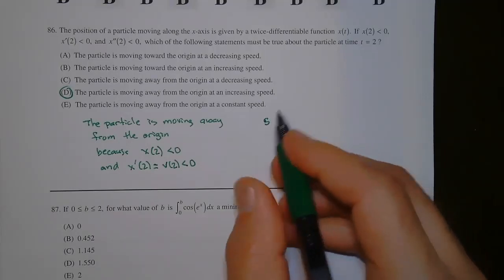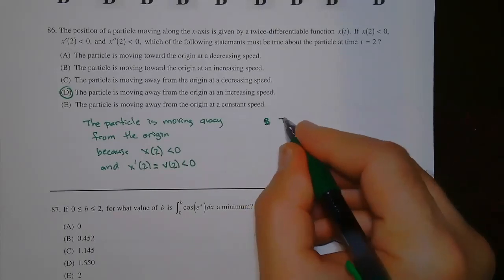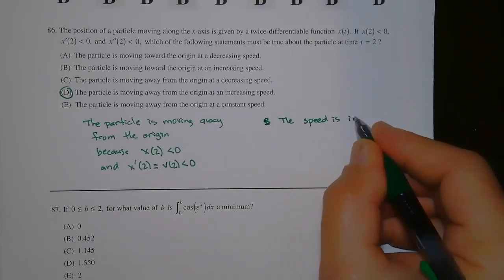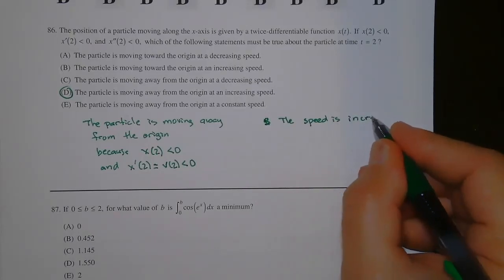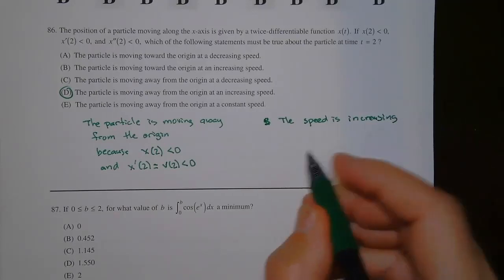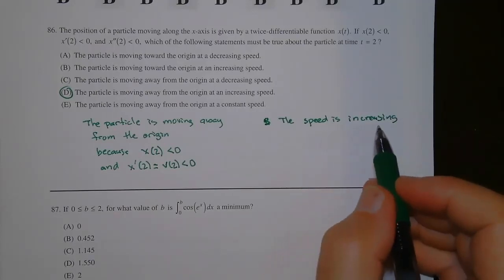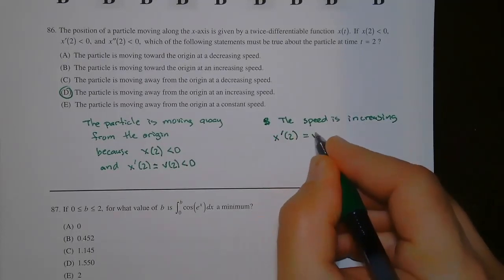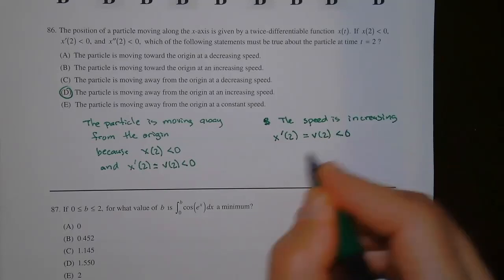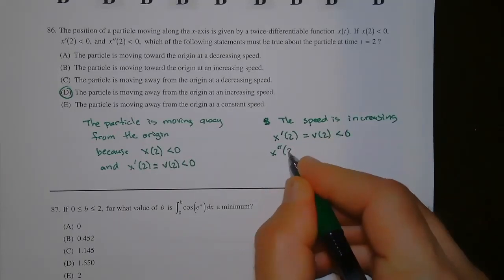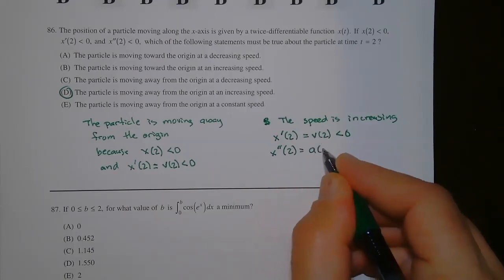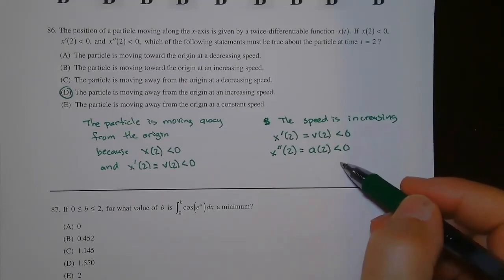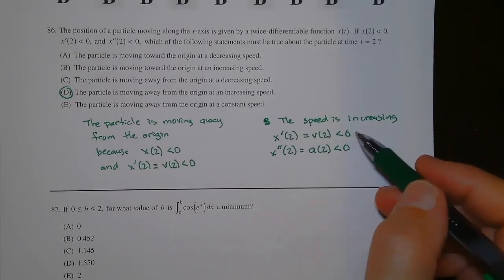Speeding up, well, the particle's speed is increasing. Okay, and the speed is increasing because x prime of 2, which is equal to v of 2, is less than 0. And we also know that x double prime of 2, which is equal to a of 2, is also less than 0. So we're moving left, and don't ignore that, okay?